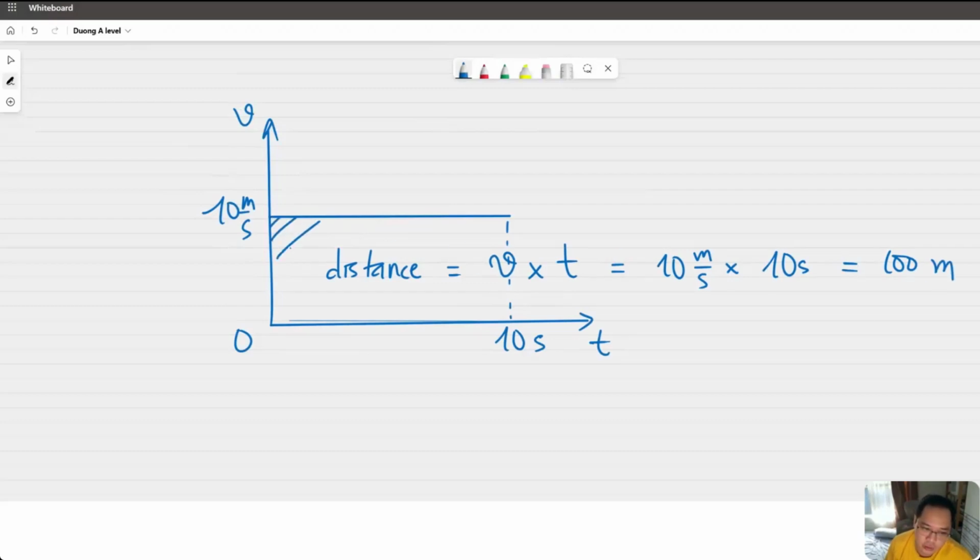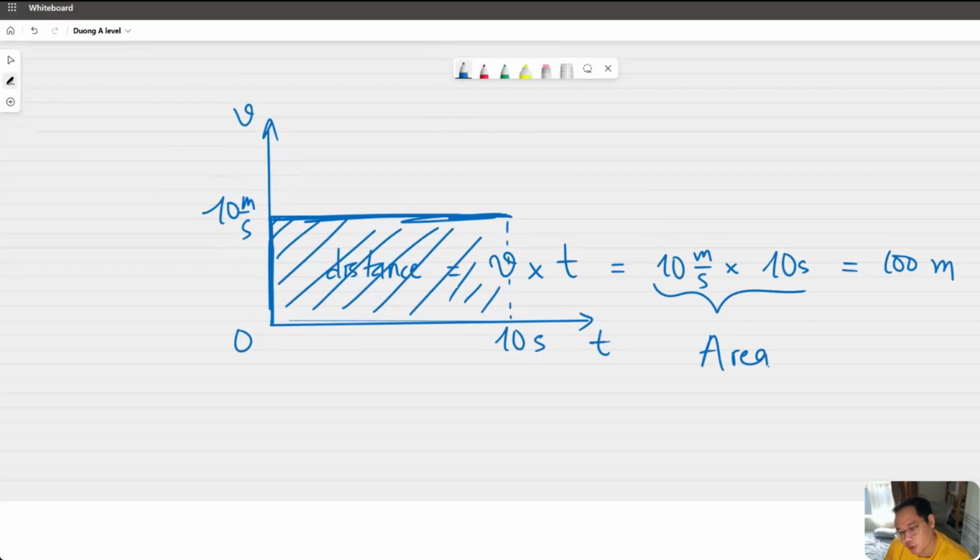And that distance is equal to the area of this rectangle, simply because one side, the speed, is the height of this rectangle, okay, and the time is the length of this rectangle. So multiplying the height and the length, we have the area of this rectangle, which is the distance, okay. This distance equals the area of the rectangle.